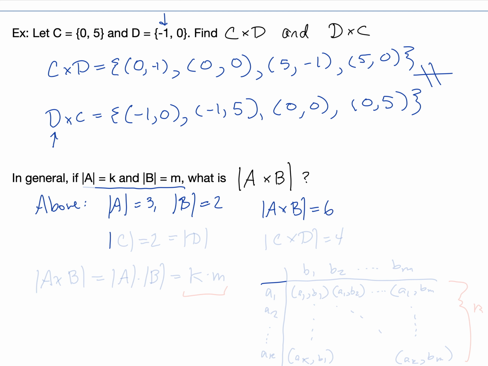In the example we just saw, the cardinality of C was equal to 2, which was also equal to the cardinality of D. And we saw that the cardinality of C cross D was 4. So you might hazard a guess from there that the cardinality of A cross B is equal to the cardinality of A times the cardinality of B. Or in other words, here we assume the cardinality of A is K and the cardinality of B is M. That would be K times M. But how could you argue it more effectively?